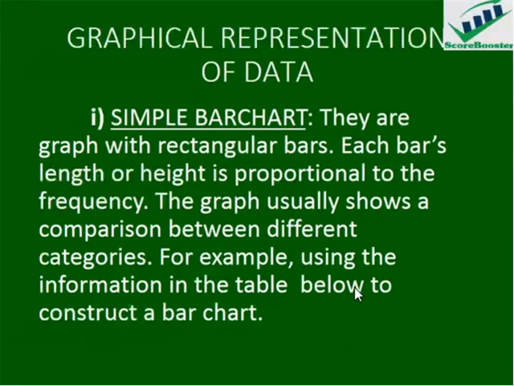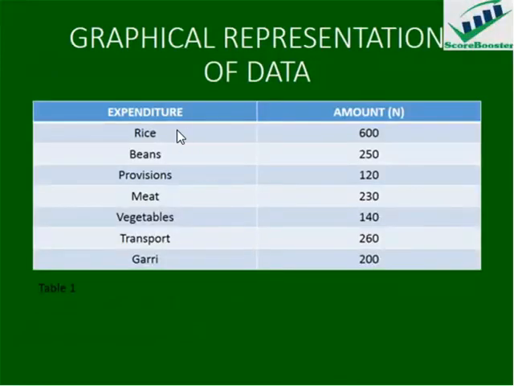So now, if we want to use the information in this particular table, where we are given data about certain foodstuffs like rice, the amount it bought, beans, provisions, meat, vegetables, transport and garri. So we want to show this information on a bar chart. These are the data and this represents the frequency. So we'll show this on the bar chart.